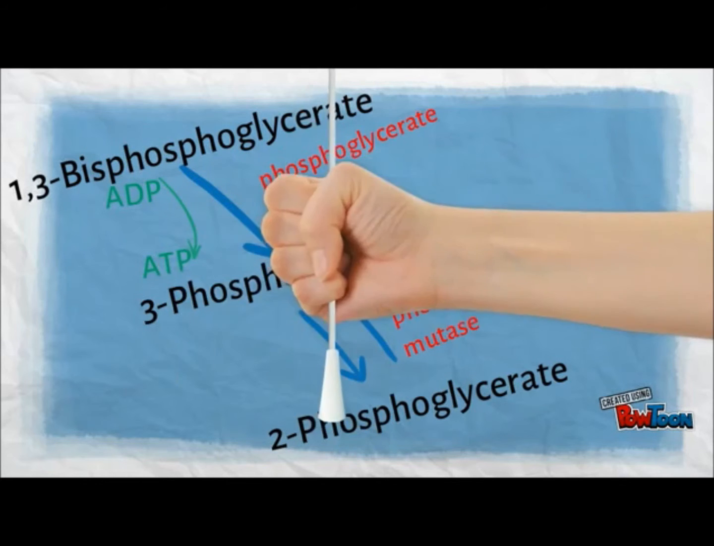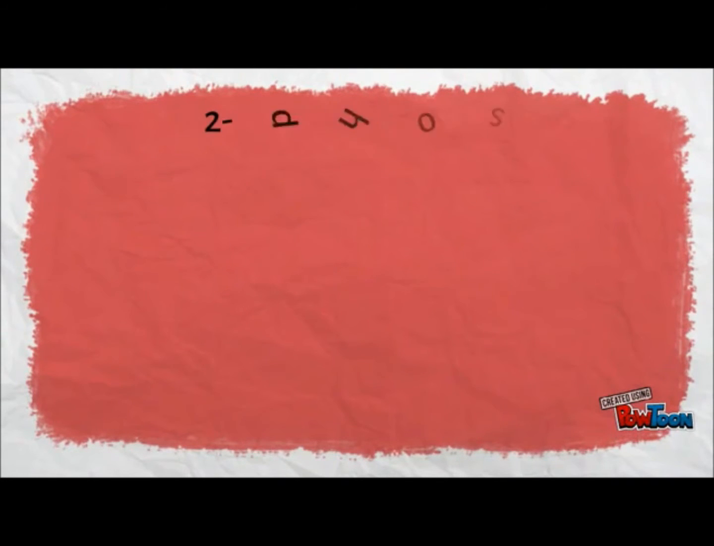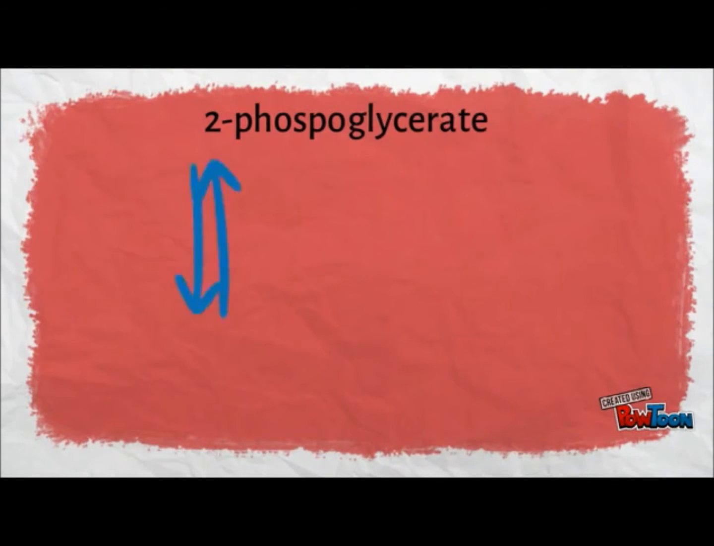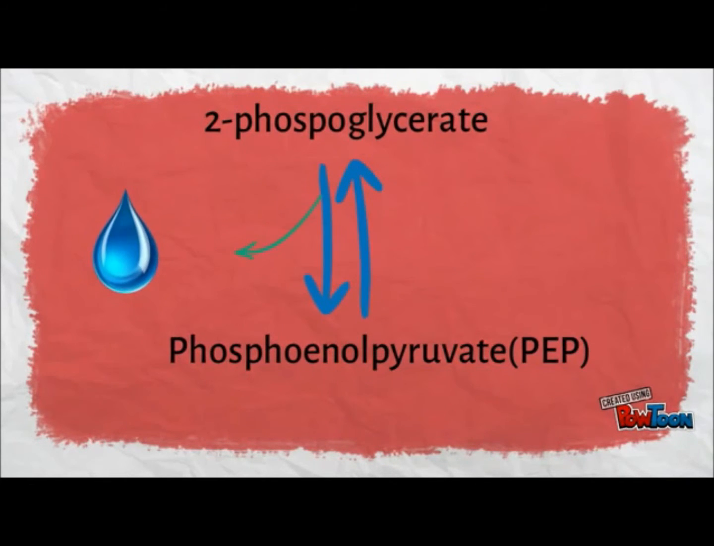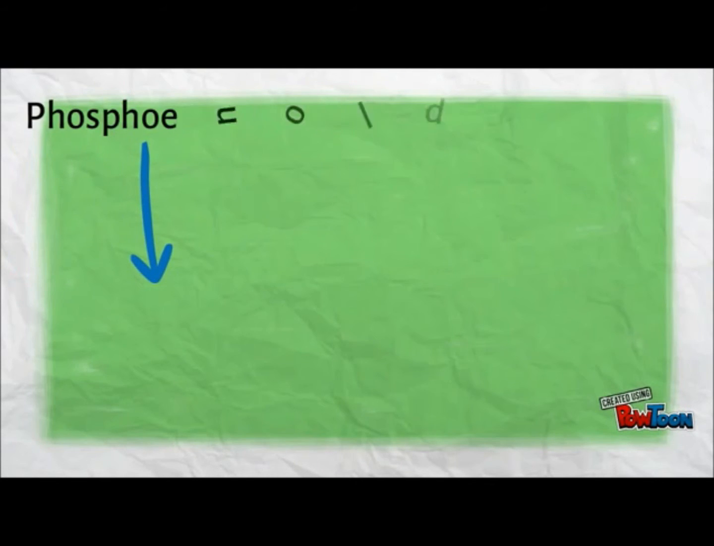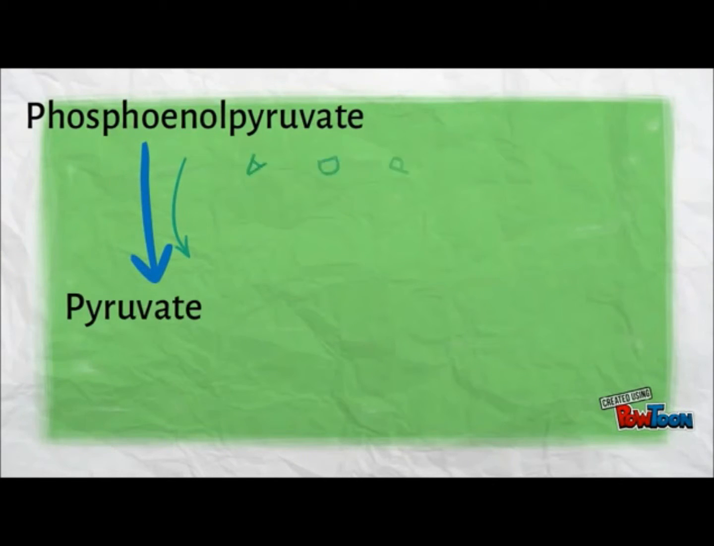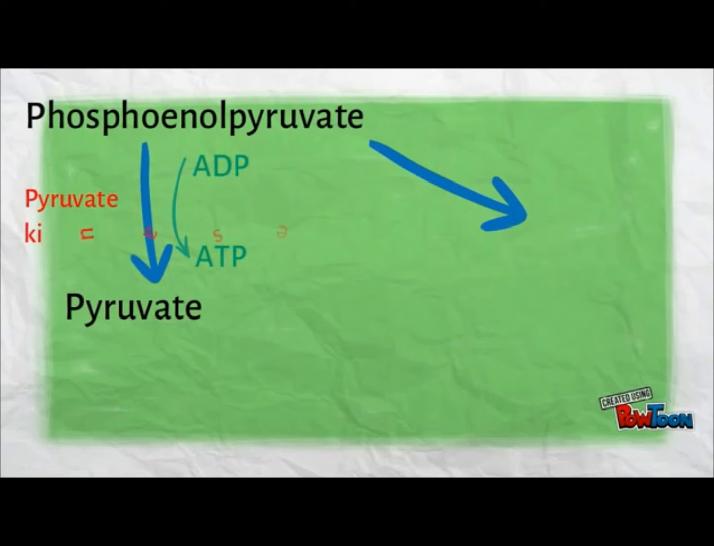In the following reaction, the phosphate on 3-phosphoglycerate is transferred to carbon 2 and a molecule of water is removed, yielding the compound phosphoenolpyruvate. As substrate, the enzyme pyruvate kinase catalyzes a second substrate level phosphorylation to yield ATP and pyruvate.